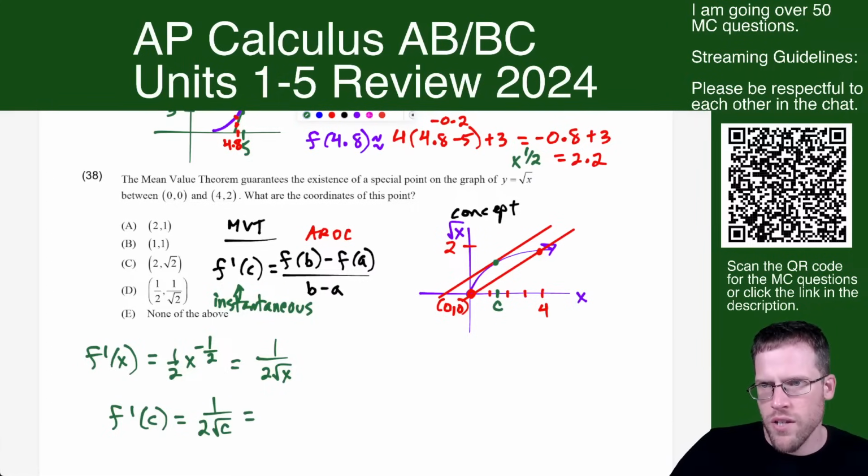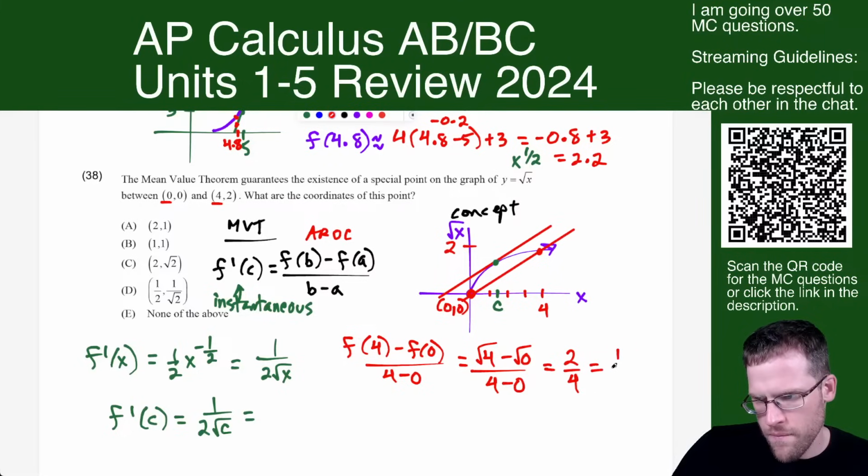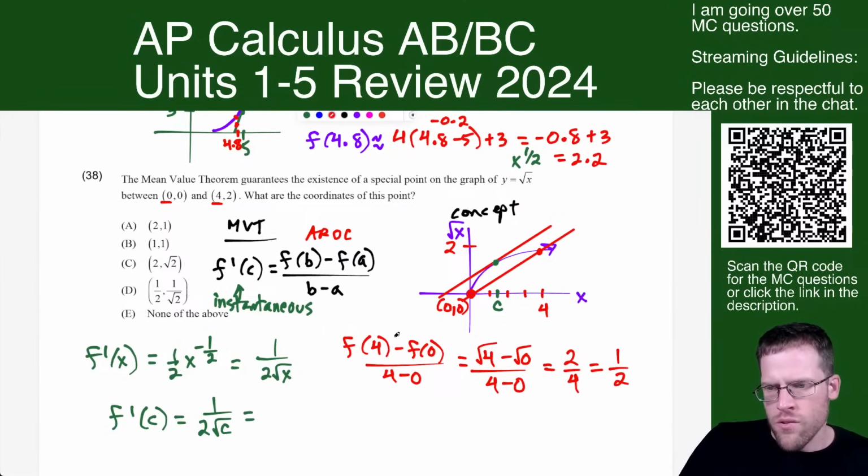Now we find the average rate of change. The average rate of change from x equals 0 to x equals 4 is going to be f of 4 minus f of 0 over 4 minus 0. So this is going to be square root of 4 minus square root of 0, and this is going to give us 2 over 4, which is a half. I'm just doing square root of 4 is 2, divided by 4 is a half. So that's our average rate of change. So now we just do a little algebra. We want to know when is this equal to this.